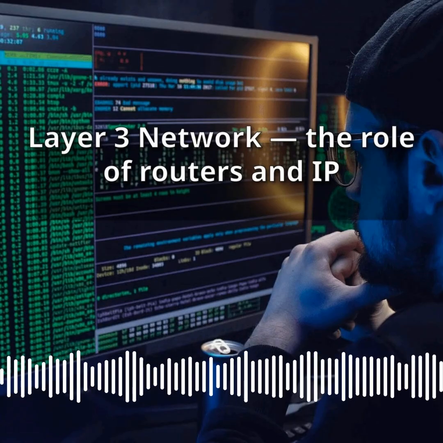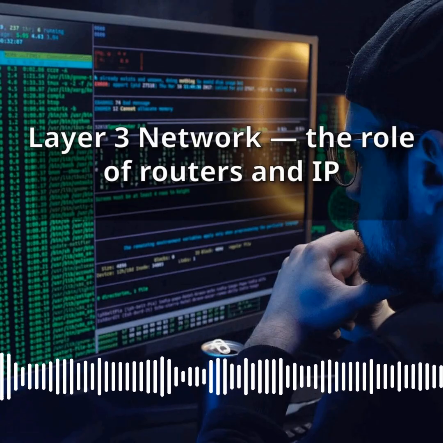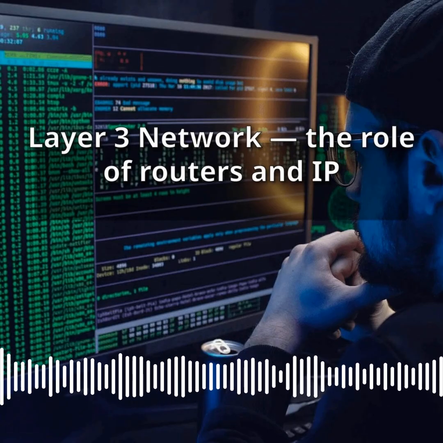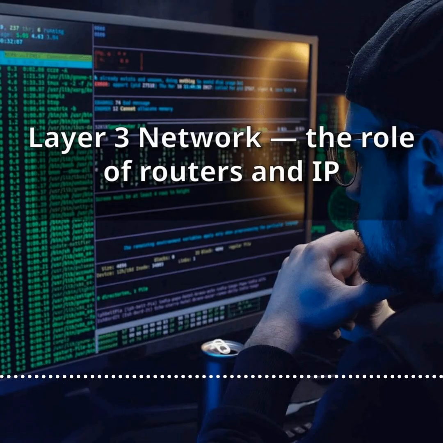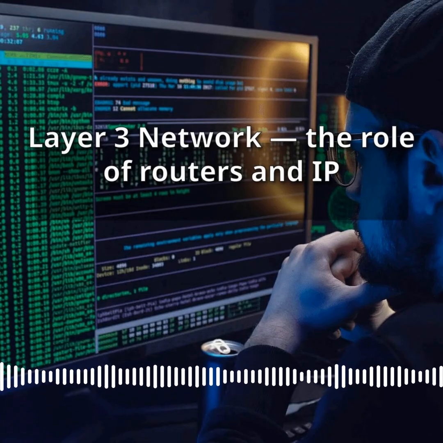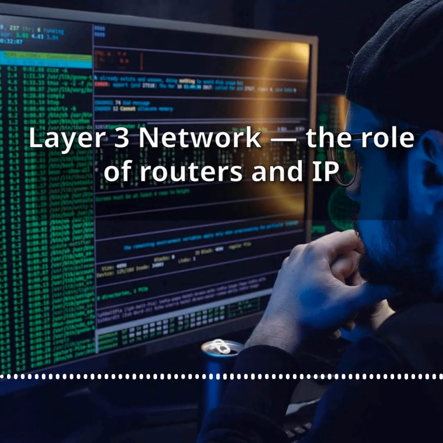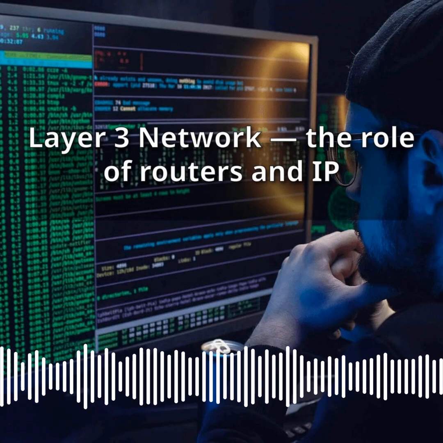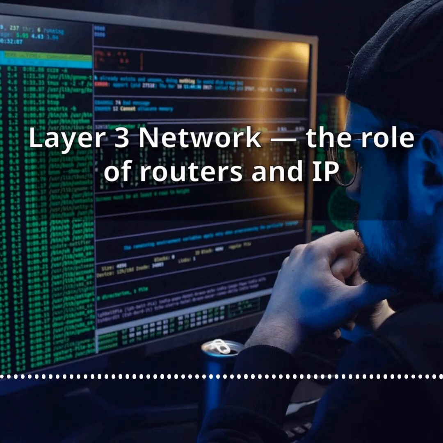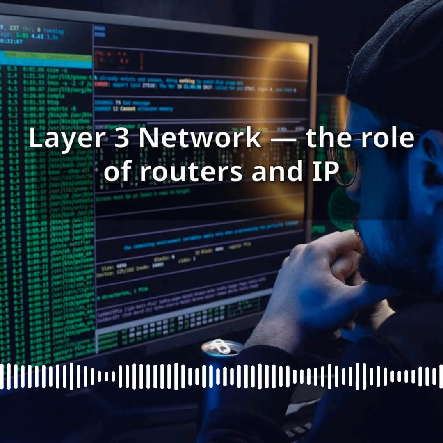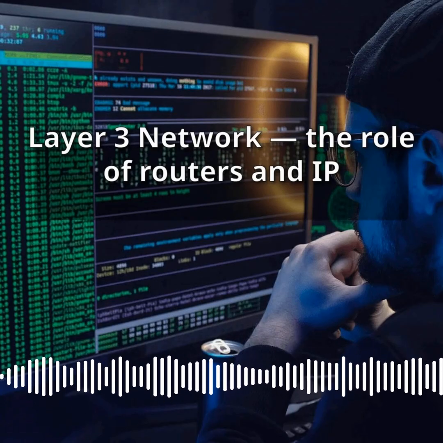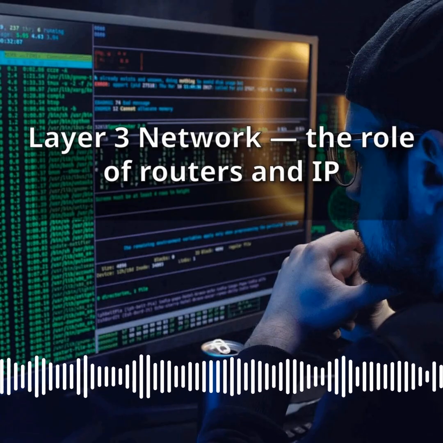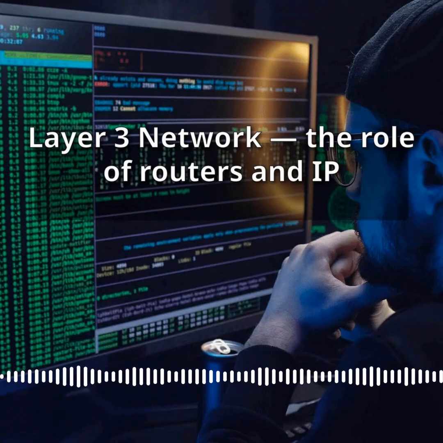Summary of key concepts. Layer 3, the network layer, is responsible for logical addressing and routing of packets between different networks. The core protocol is IP, Internet Protocol, which provides globally unique logical addresses. IPv4 uses 32-bit addresses written in 4 octets, for example, 192.168.1.10, while IPv6 uses 128-bit hexadecimal addresses. Subnet masks and CIDR notation define which part of an address identifies the network versus the host.